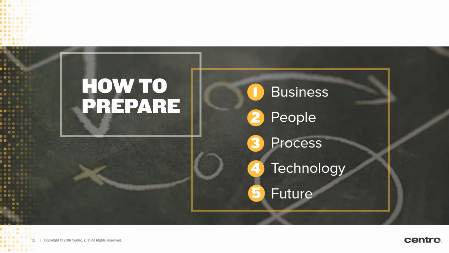So as we get into thinking about the best ways to prepare, to evaluate, to gauge your programmatic readiness, I've broken this down into five key areas for you all. The first, we're going to talk about business readiness, then people readiness, process readiness, technology readiness, and then finally, thinking about future readiness and what that means to take those next steps. So let's get into it.